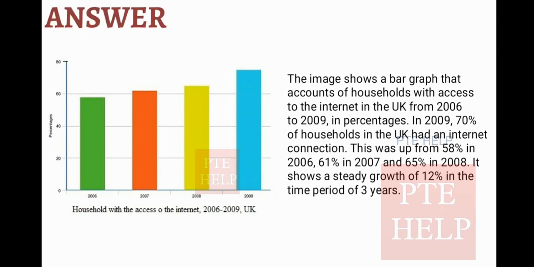The image shows a bar graph that accounts for households with access to the internet in the UK from 2006 to 2009, in percentages. In 2009, 70% of households in the UK had an internet connection. This was up from 58% in 2006, 61% in 2007 and 65% in 2008. It shows a steady growth of 12% in the time period of 3 years.